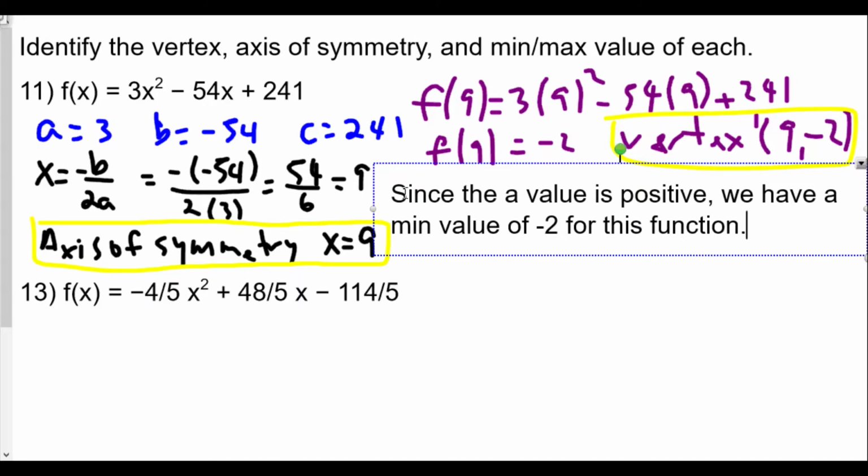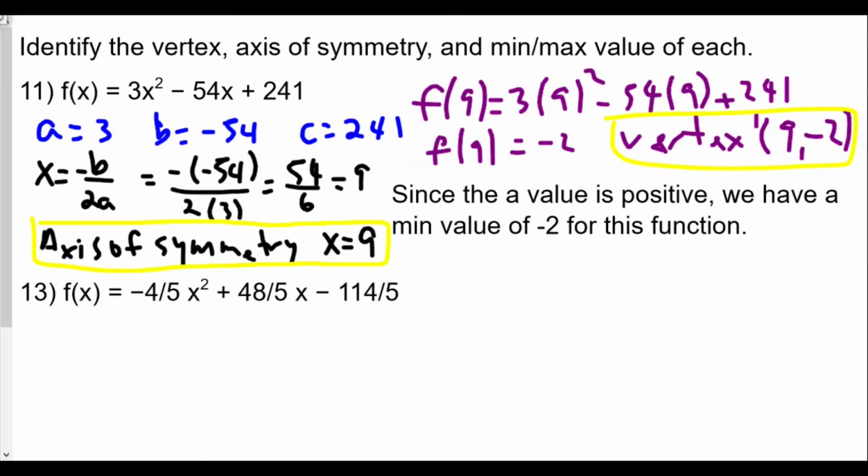Now, why is this the case? Well, the idea here is that we have a min value of negative 2 for this function because the min or max value is the y value of the vertex. Why is it the min value? Because when a is positive, we have a U shape, and therefore the vertex is the lowest point.